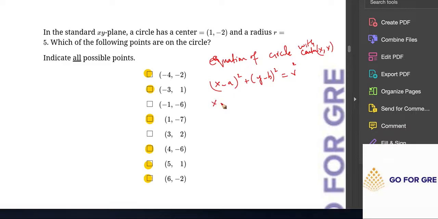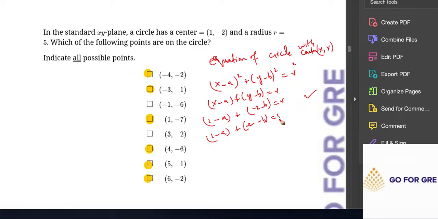So we can further write x minus a plus y minus b is equal to r. Here x is 1, so 1 minus a plus y is equal to minus 2 minus b is equal to r. Now we just have to put the values in this equation. So what is our radius? It is 5. So it means this must equal to this.